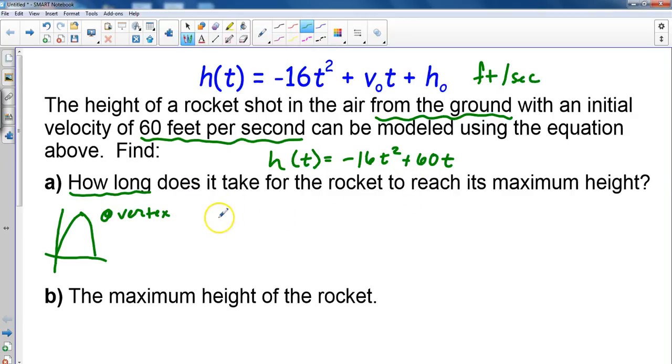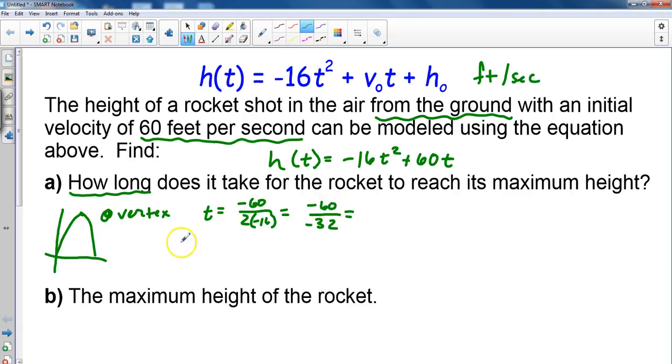The vertex for any quadratic we can find using, I should use a t there, t equals negative b over 2a. So t is going to be negative b, which is negative 60, over 2a, which is 2 times negative 16. A is negative 16 in this case. We want to make sure that we simplify this as far as we can. So we get negative 60 over negative 32.